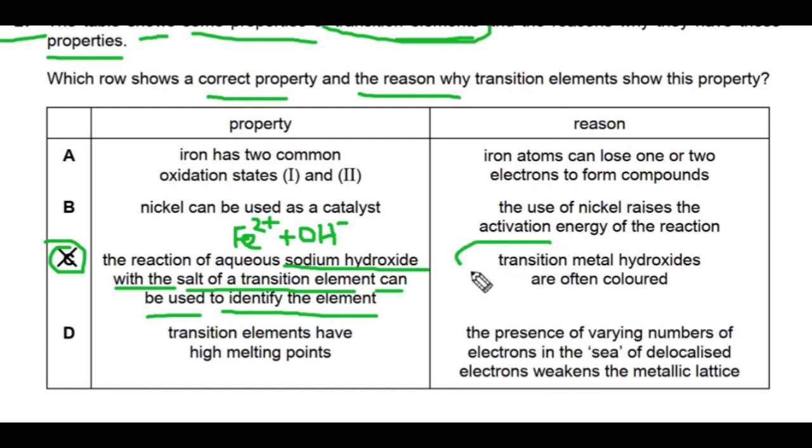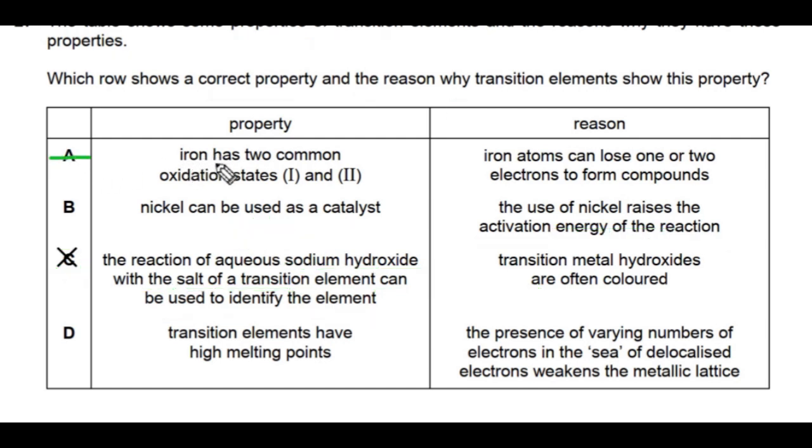And the reason is what I already told you. Transition metal hydroxides are colored. Say iron(II) hydroxide is green, iron(III) hydroxide is red-brown, copper(II) hydroxide is blue. So transition metal hydroxides are colored. C is the right answer.